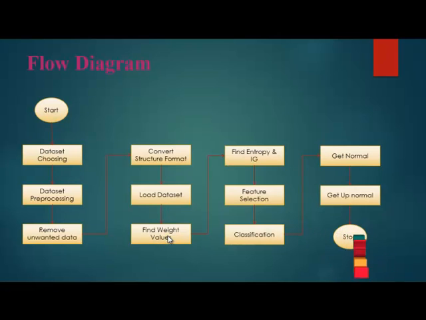Then we find the weight values. These weight values are given to the entropy algorithm. Entropy and IG means information gain. So finally we get the feature selection. Feature selection means the best attributes from the data, and these best attributes are used for classification. Finally in classification we get normal persons and abnormal persons. Normal person means not having the disease, abnormal person means having the disease, and then the process stops.